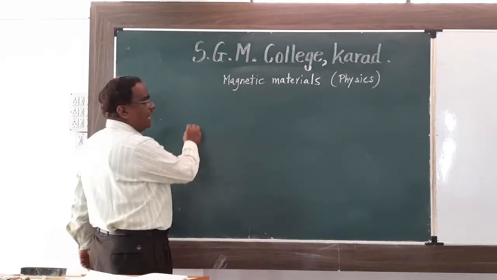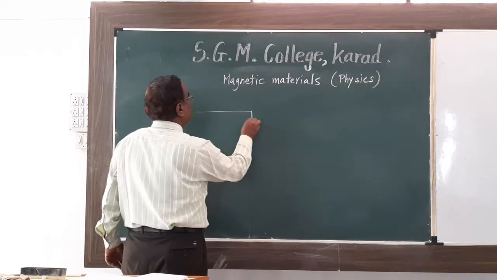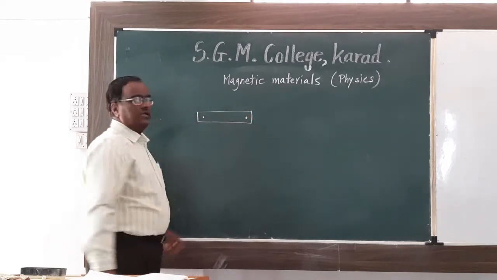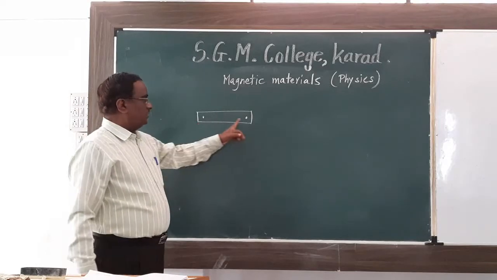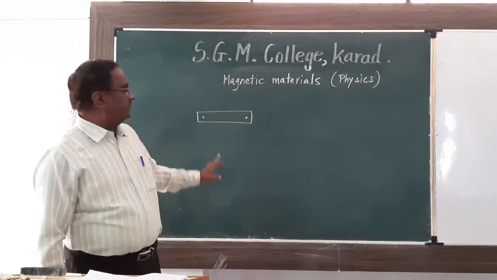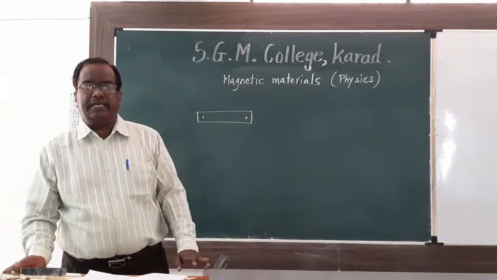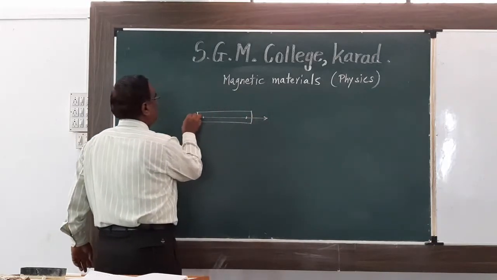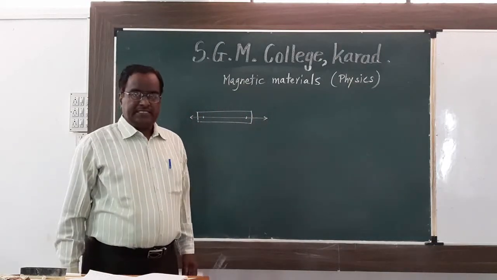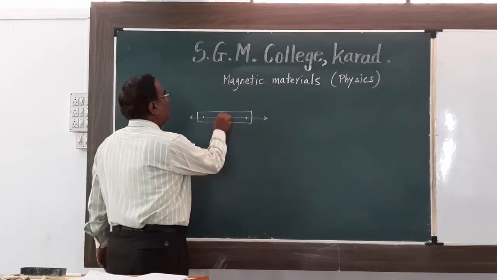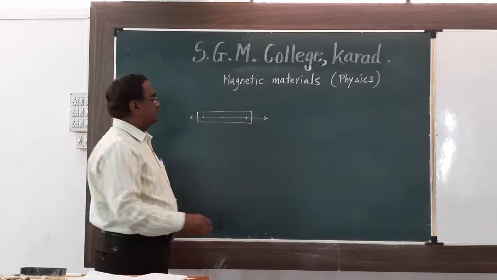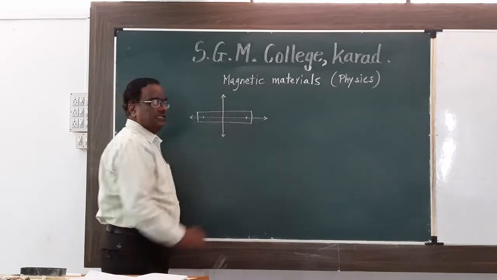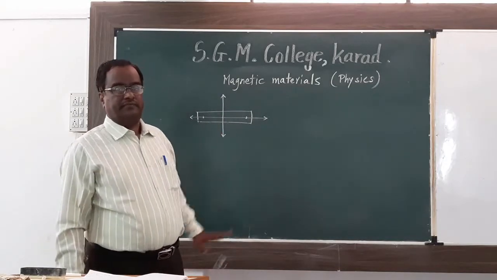I will first draw the diagram of the magnet. This is magnet and this is South Pole, North Pole. The distance between two poles is magnetic length. The line passing through these two poles is magnetic axis. A line passing through the center of the magnet and perpendicular to the axis is known as magnetic equator.